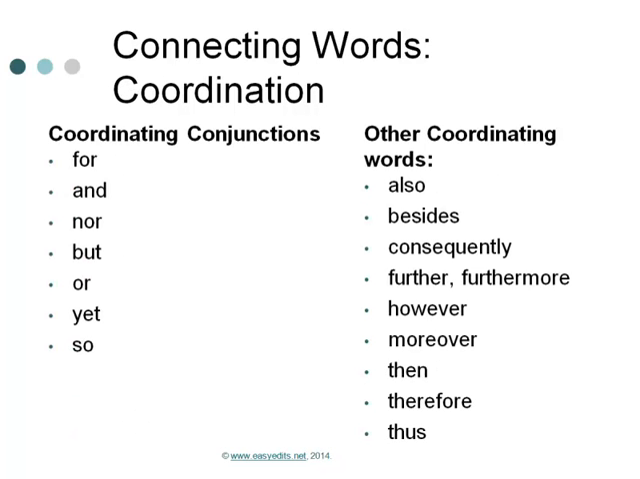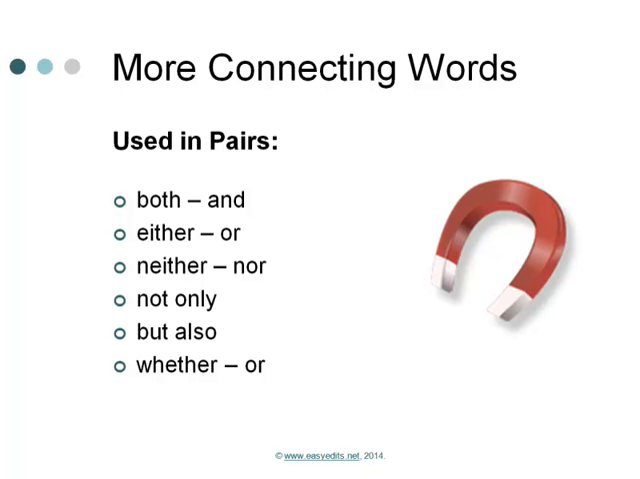Okay, we also have coordinating conjunctions. Perhaps you were taught the mnemonic FANBOYS to remember these coordinating conjunctions: for, and, nor, but, or, yet, so. Here are more coordinating words that are very familiar to you. Also, besides, consequently, further, furthermore, however, moreover, then, therefore, thus. Both, and, either, or, neither, nor, not only, but also, whether, or.